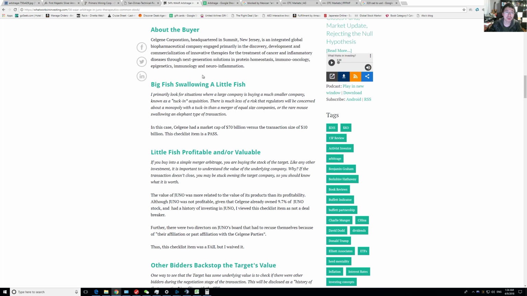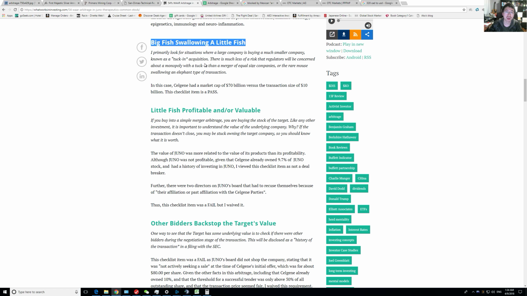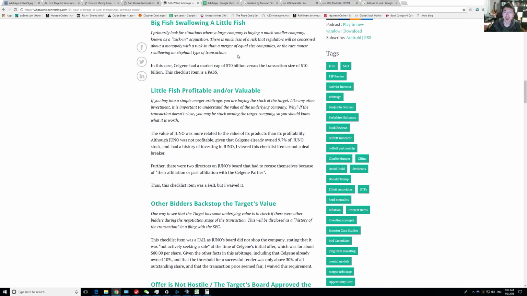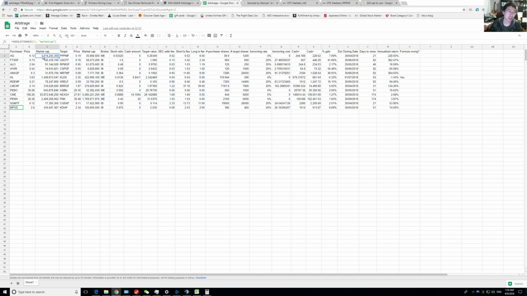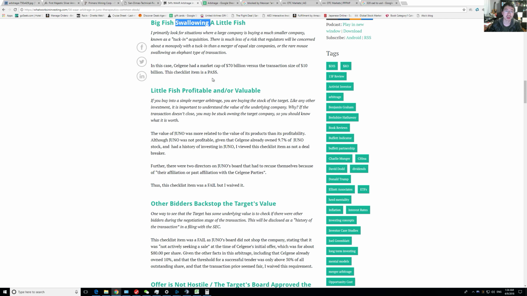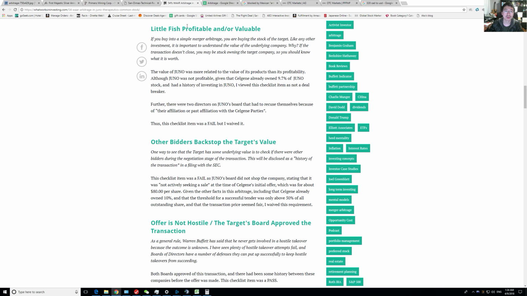And then you got big fish swallowing little fish. So he explains in this case that there's a lot less regulatory risk involved, which is true. In this case, we got a $1 billion market cap company buying a $35 million one. So it's like 3% of the market cap. So definitely a big fish swallowing a small fish. And the little fish is profitable and valuable. The little fish is not profitable. That's why they have to sell themselves in this case.